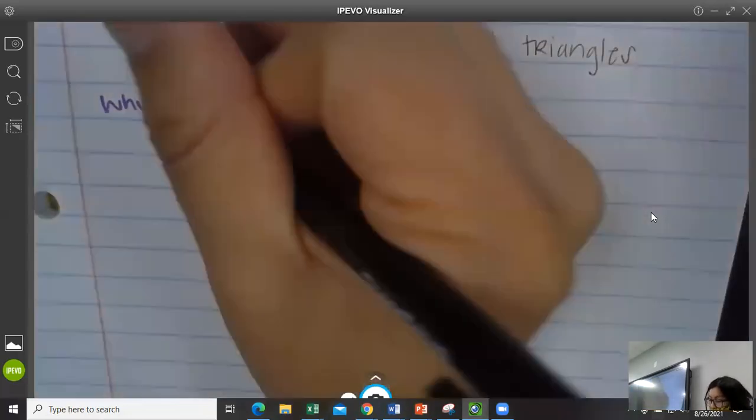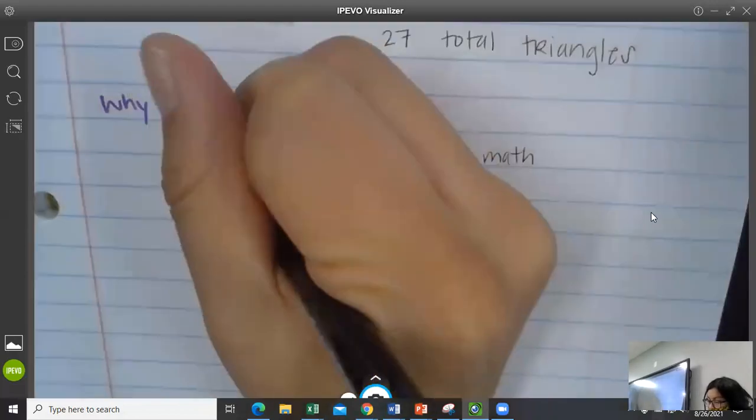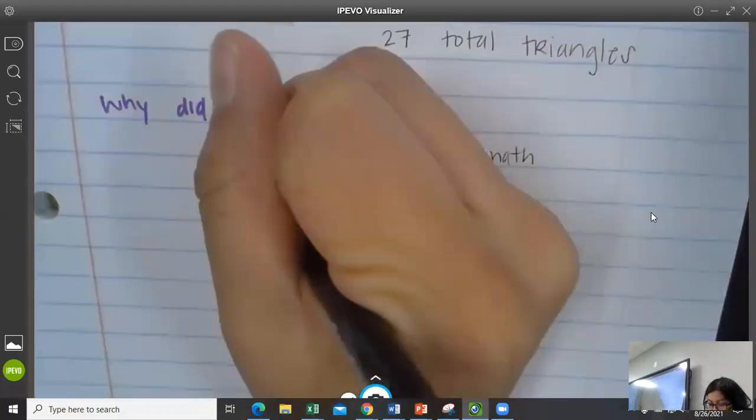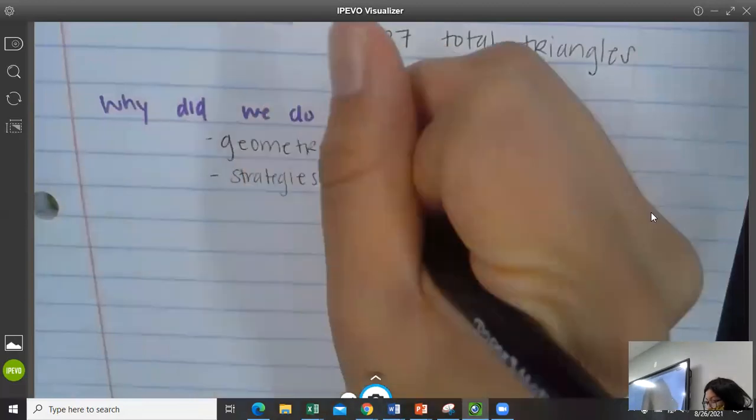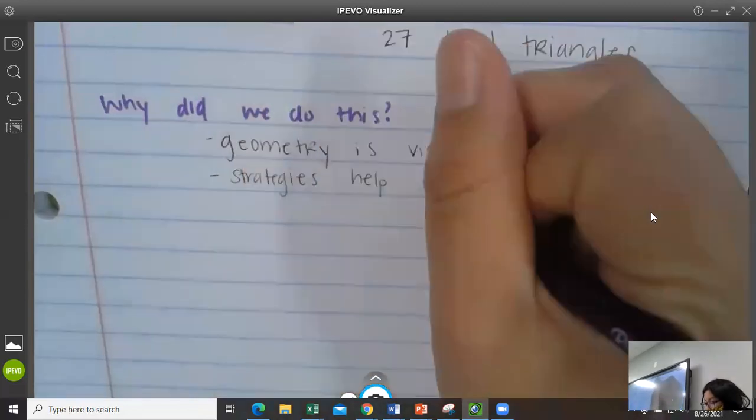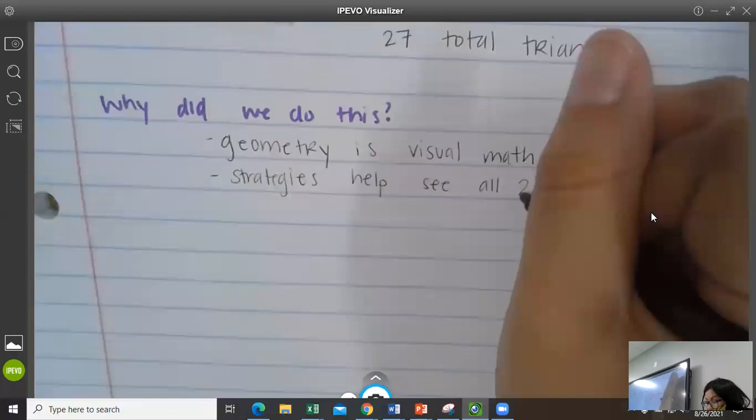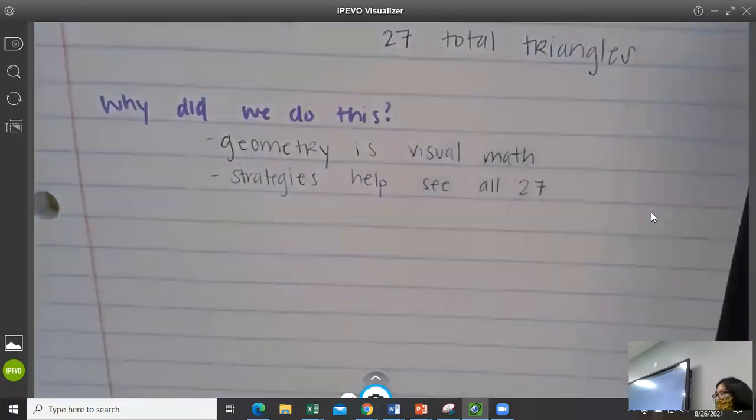So that's the first part. And then hopefully it's getting you to see that if you have strategies, they'll help you be able to see all 27 triangles. Maybe like when people came up here and helped you, maybe after you saw, oh yeah, that does make a triangle.